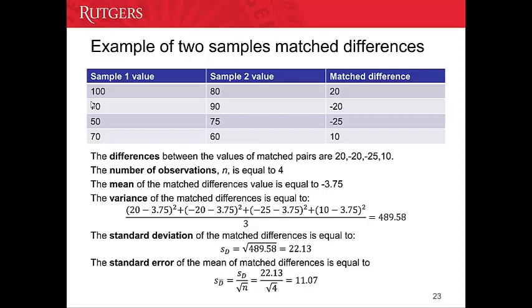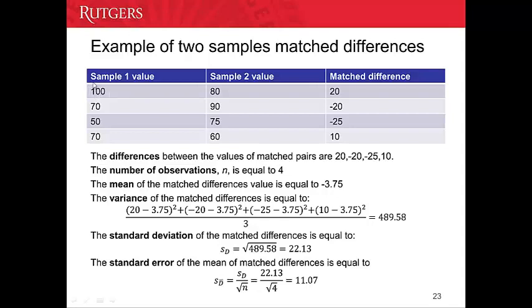Let's take a look at an example. In this example, we have two samples. Those samples are dependent. The first sample has 4 observations with the values 100, 70, 50, 70. The second sample has the values 80, 90, 75, 60. We match the observations from the first sample to the observations in the second sample.